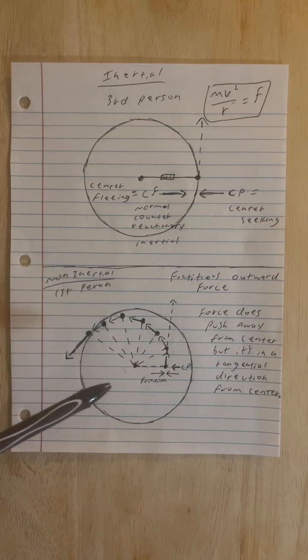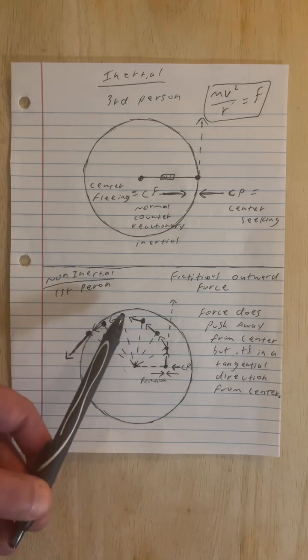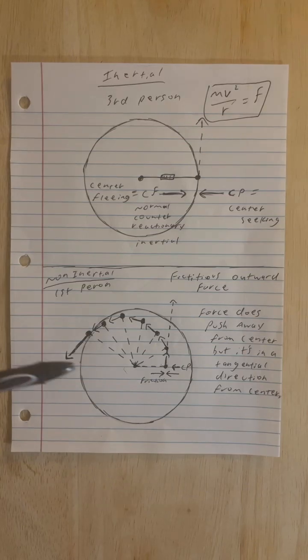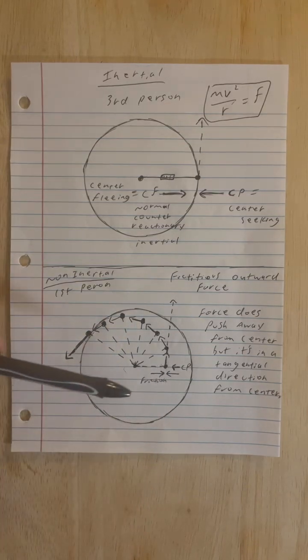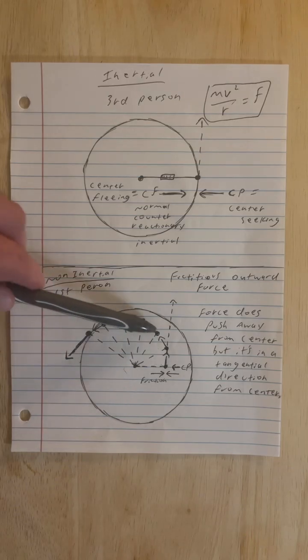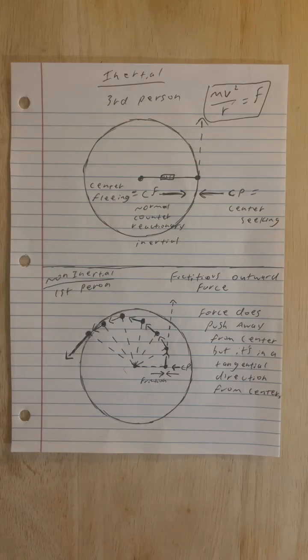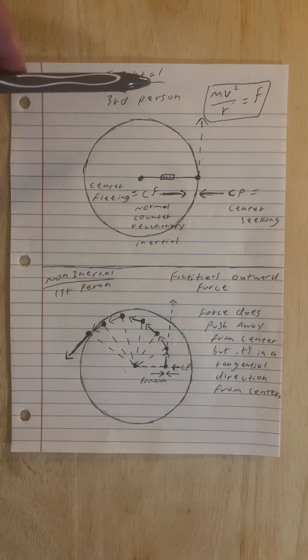There actually is no force that's forcing us to the edge of the disc. We will only have our initial force that forces us in a straight line, and the spinning disc will just cause us to deviate from that straight line. So centrifugal force can have two definitions depending on if you're talking about a third-person view or a first-person view.